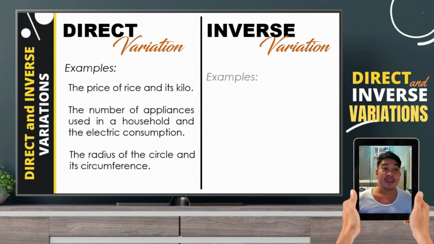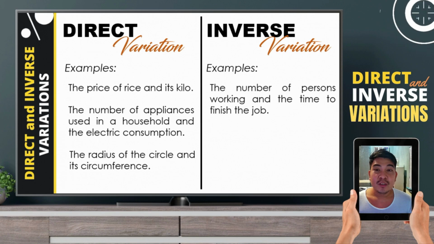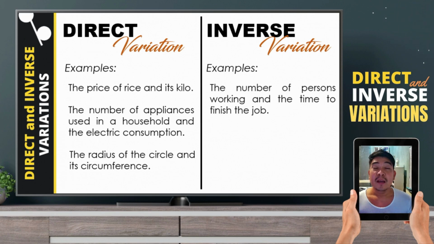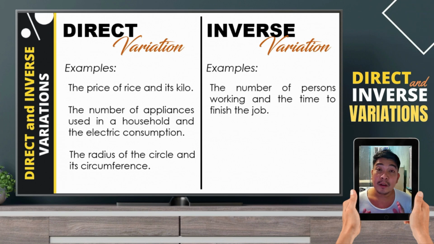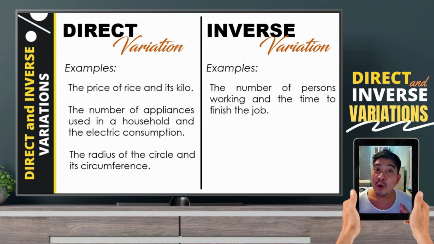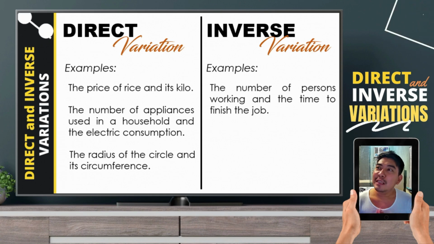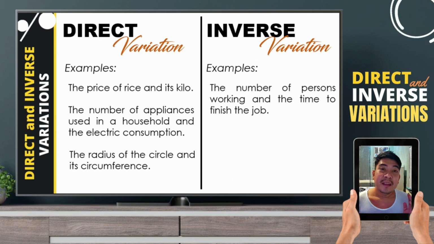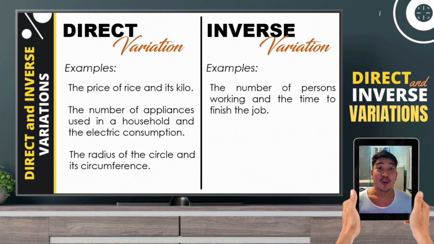Okay, how about inverse variations? Here are some of the examples. The number of persons working and the time to finish the job. Of course, the more na mas maraming tao ang gagawa dun sa isang particular work, nagiging makonte yung araw na kailangan nilang i-consume para matapos yung isang work. Like for example, yung cleaners, di ba? The more na mas maraming cleaners, the lesser the time na mako-consume para malinis yung buong room.